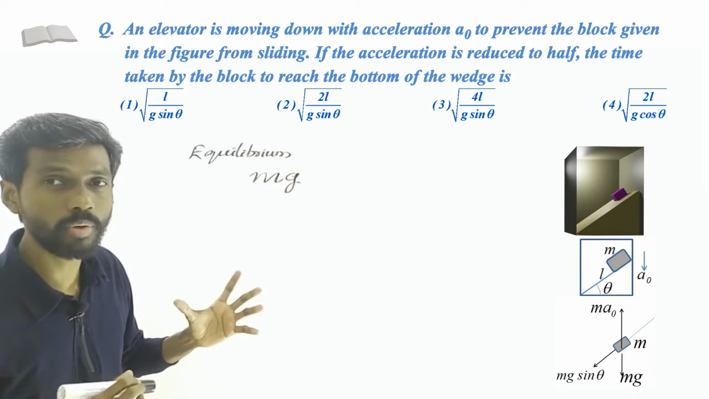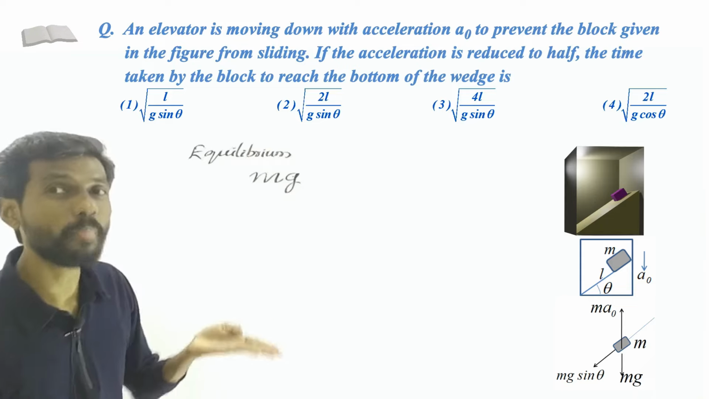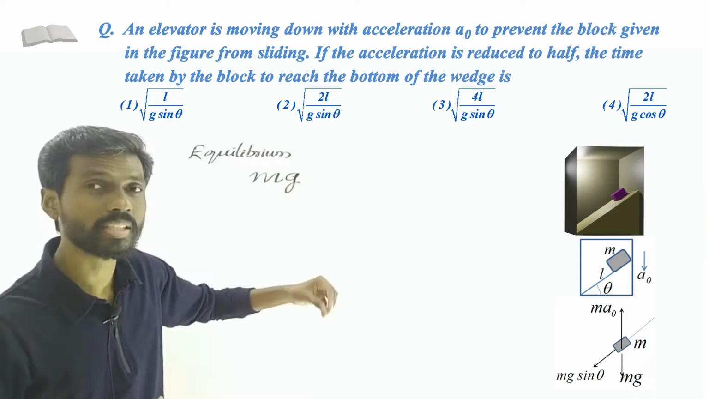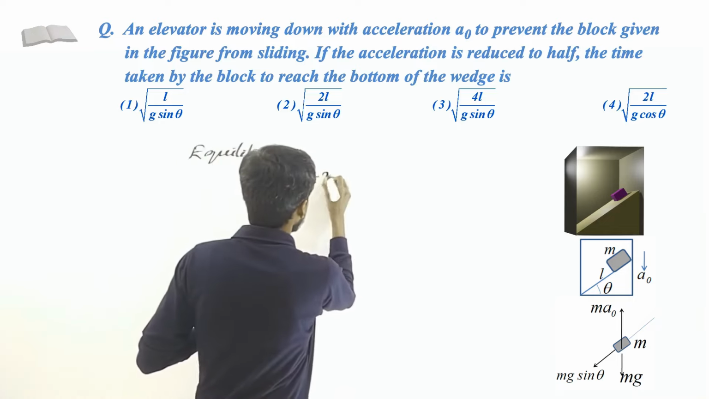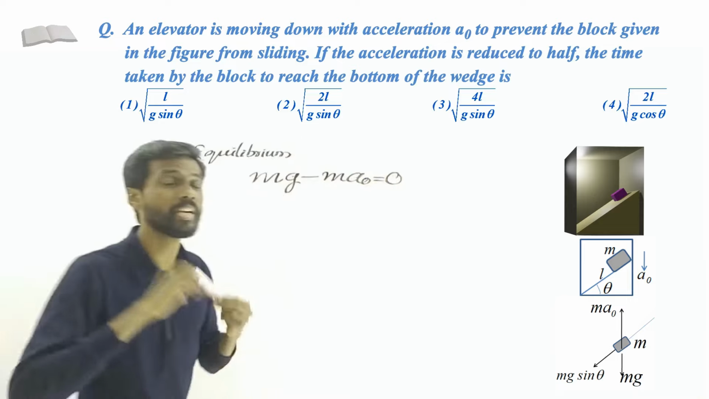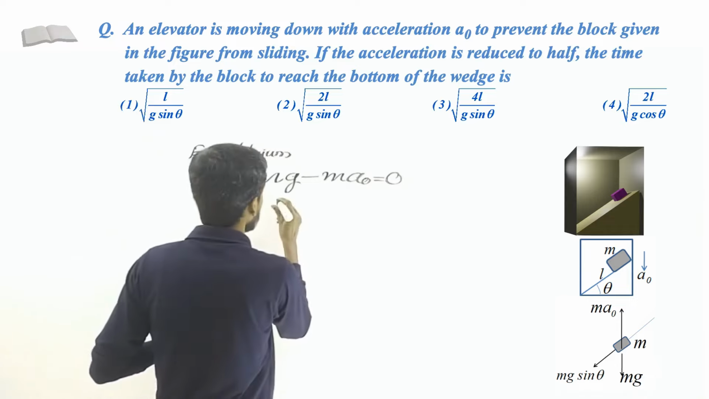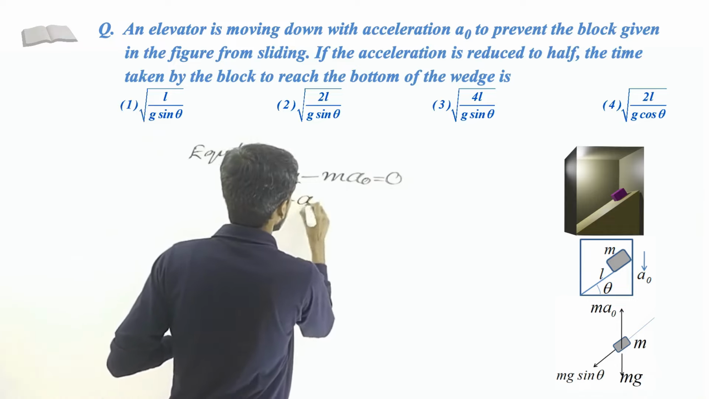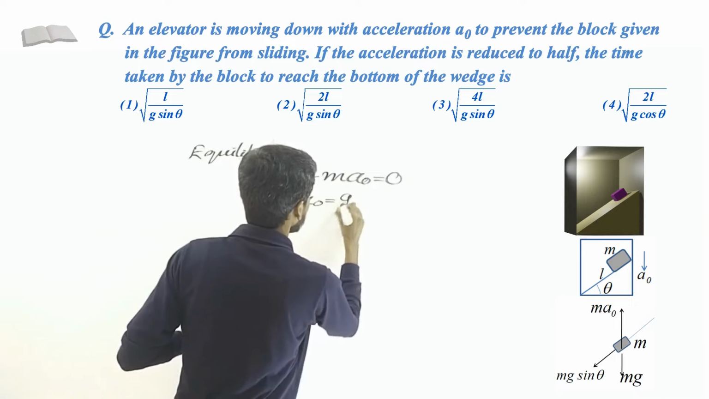But the elevator is moving in the downward direction with some acceleration. That means we have a pseudo force. What is that pseudo force here? The mass multiplied by the acceleration, but in the opposite direction. The elevator is moving in the downward direction, that means the pseudo force will be in the opposite direction, so minus m multiplied by a0. So mg minus m a0 must be equal to 0 because it is in equilibrium with respect to the elevator. So we are getting the acceleration a0 equal to g.